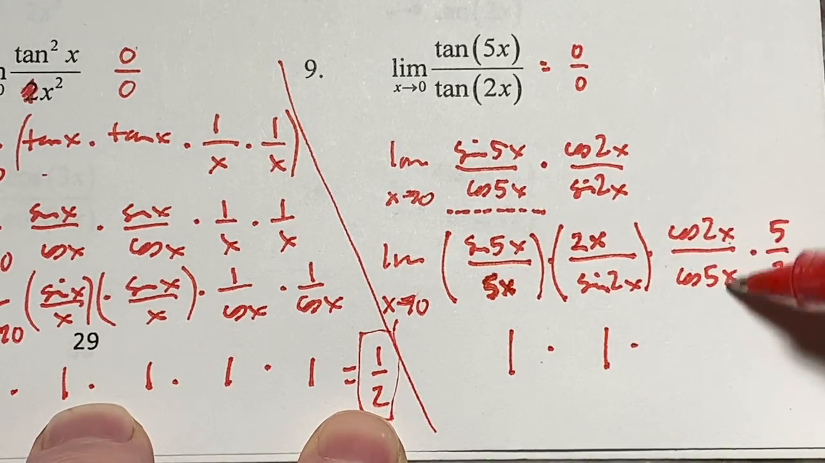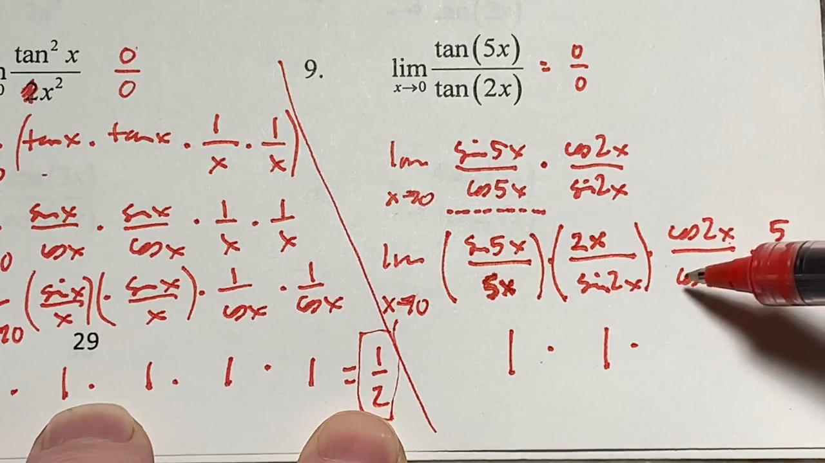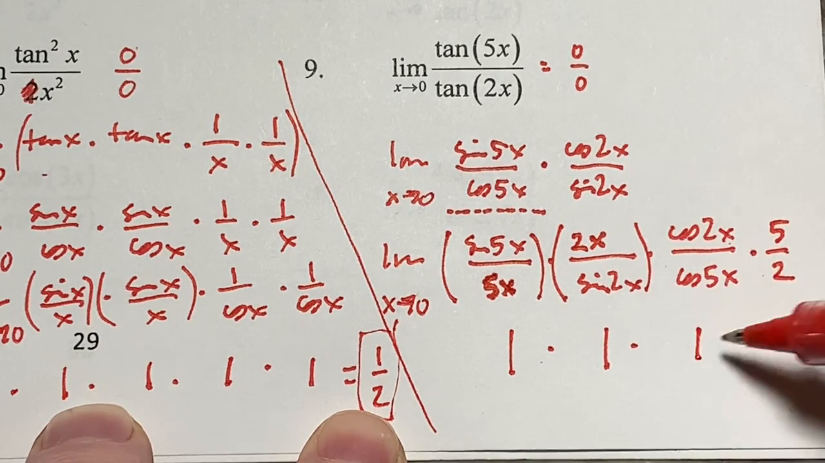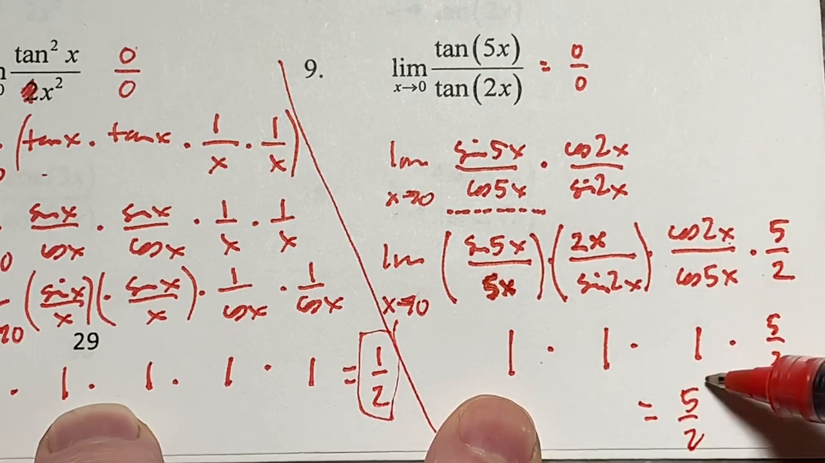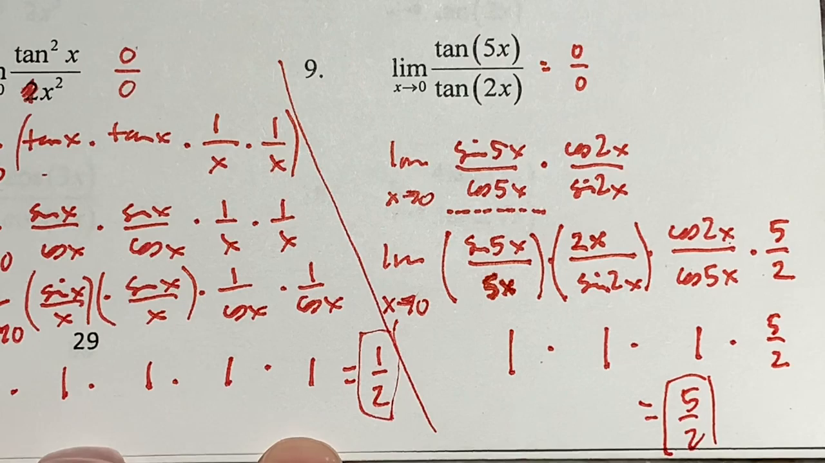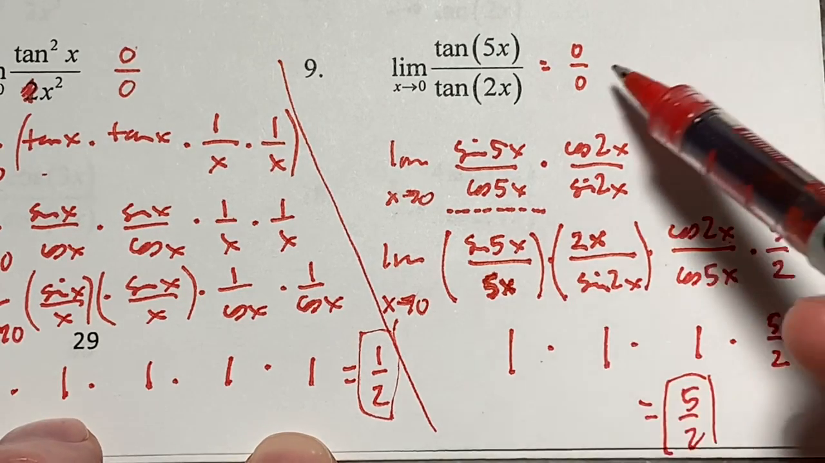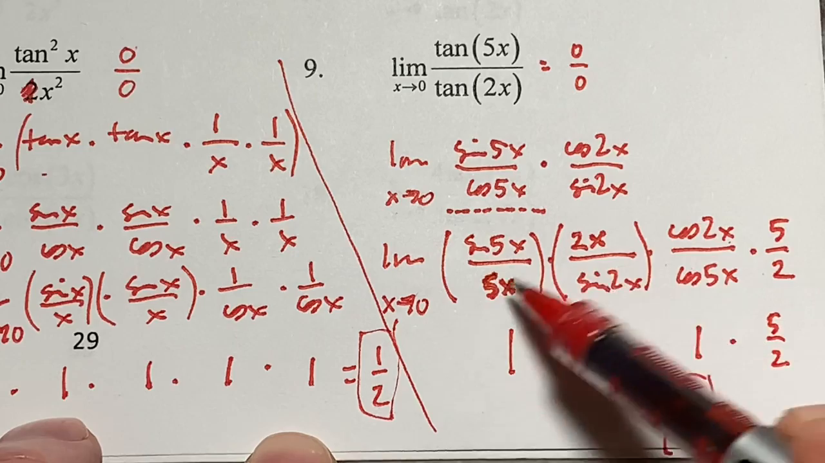When I plug a 0 in here, I get cosine of 0, which is 1, over cosine of 0, which is 1. But I also have this 5/2 out here. So all of that multiplied together gives me 5/2. And that is the long way of how you do trig limits. And believe me, they can get uglier, but you're constantly in a search to try to take undefined situations, if they are, and rewrite them like this.